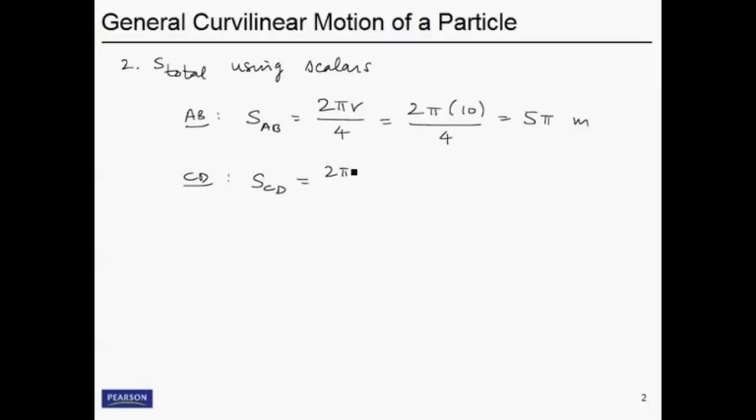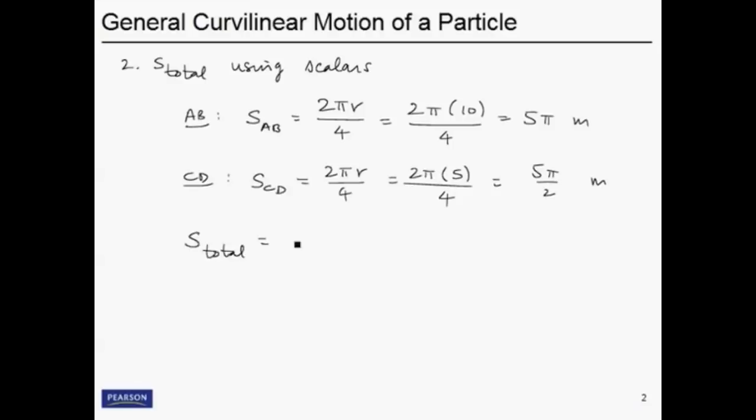We know we're going to get S_AB equal to the circumference of the circle, that's 2 times pi times the radius, divided by 4 because it's a quarter circle. So this is 2 times pi times 10 meters divided by 4. This turns out to be 5 pi meters. From C to D we can make the same kind of calculation. S from C to D is equal to 2 times pi times the radius on that segment divided by 4, and that's just 2 pi times a radius of 5 meters divided by 4. This turns out to be 5 pi over 2 meters. So we add that all up.